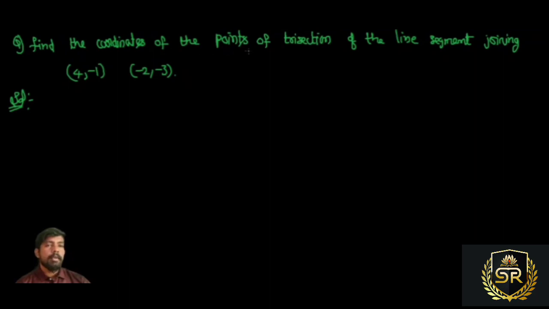Find the coordinates of the points of trisection of the line segment joining two points. Here it is asking for trisection. One point is (4, -1), and one more point is (-2, -3). These are the two points given. Joining the two points, you'll get one line. Here, points of trisection.